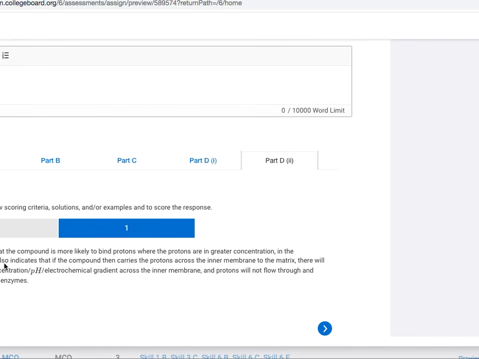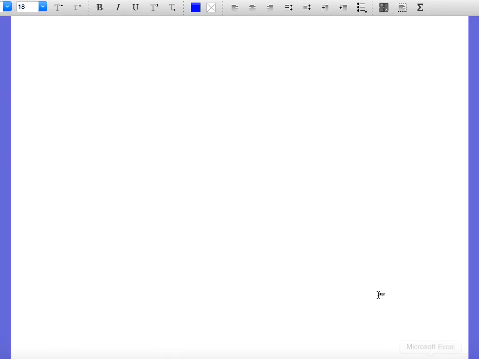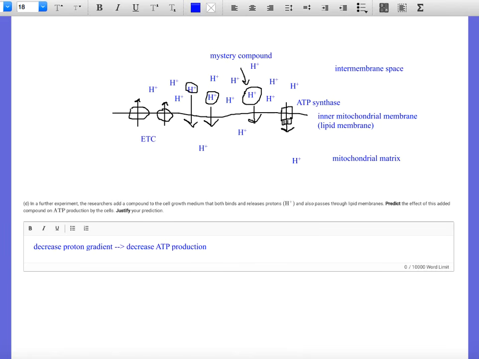And then, importantly, it says that the compound is more likely to bind protons where protons are in greater concentration in the intermembrane space. It also indicates that if the compound then carries the protons across the inner membrane to the matrix, there will no longer be a proton concentration, pH, or electrochemical gradient across the inner membrane, and protons will not flow through and power the ATP synthase enzymes. So it's a more difficult one for sure, but it's definitely doable.